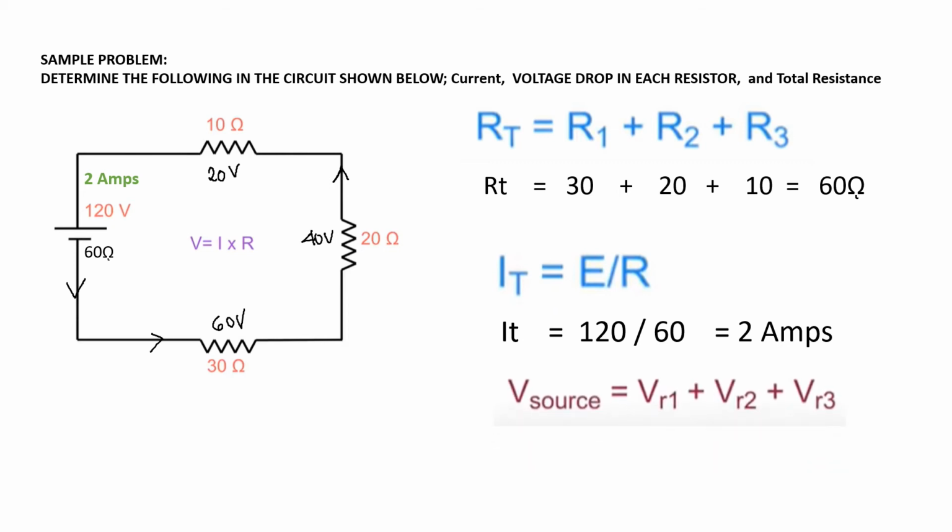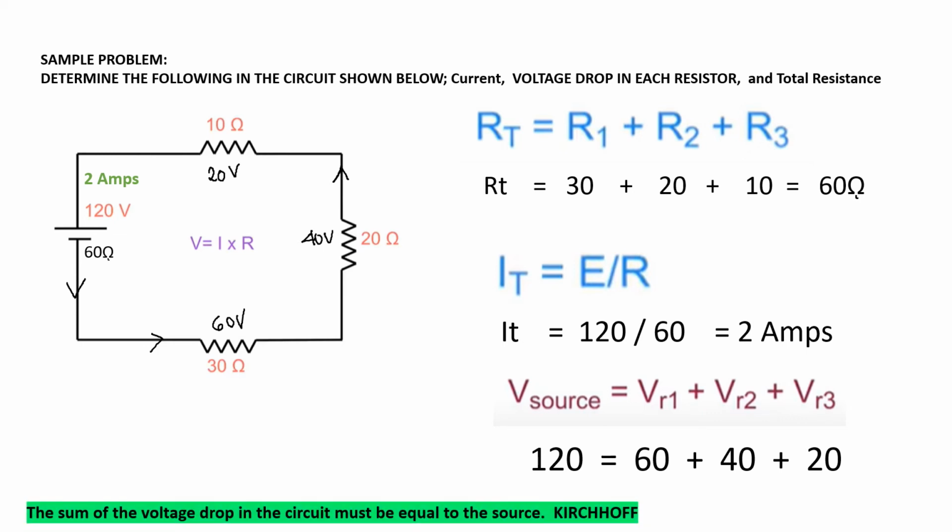Ngayon, kung gusto daw po natin ma-check, kailangan daw po yung voltage ng source is equal to the sum of all the individual voltage. So, yung 120 raw po, yun yung source, ay kailangan equal sa 60 plus 40 plus 20. So, 120 is equal to 120. Kung ganon, tama po yung ating solution. Meron pong mama na nagsabi niyan sa atin. Ang sabi niya po, the sum of the voltage drop in the circuit must be equal to the source.